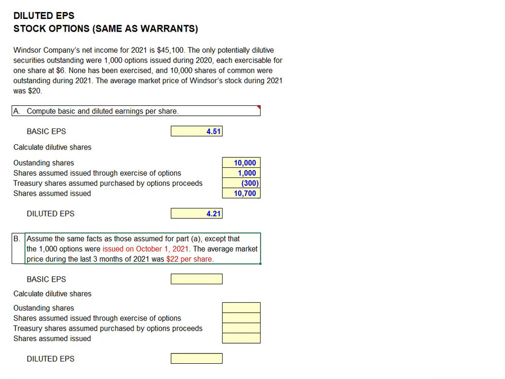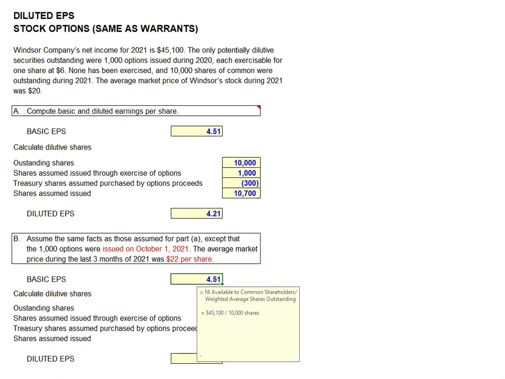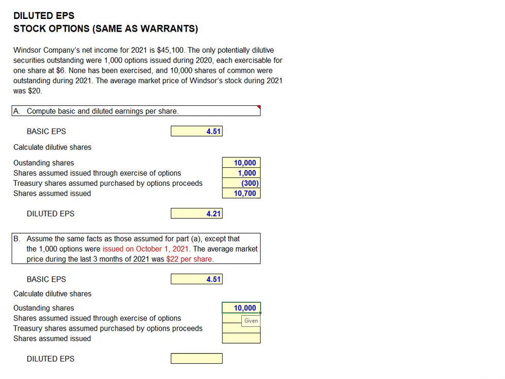There'll be no change to our calculation of basic earnings per share. It's still the $45,100 divided by the 10,000 shares outstanding. We'll have a difference, though, when we calculate our dilutive shares. We begin with our 10,000 shares outstanding, but now, instead of 1,000 shares being issued through the exercise of options, we will only have 250 weighted average shares outstanding. That's 1,000 options multiplied by the fraction of a year they're outstanding, 3 out of 12 months.